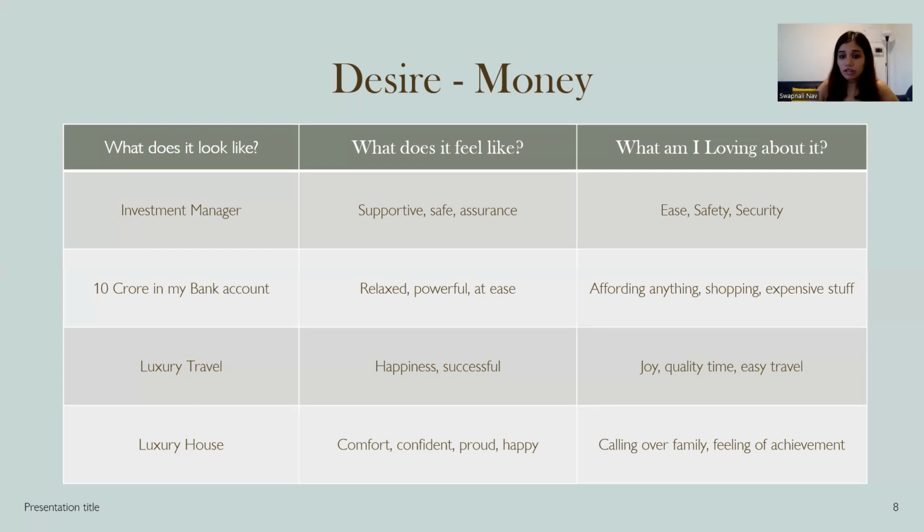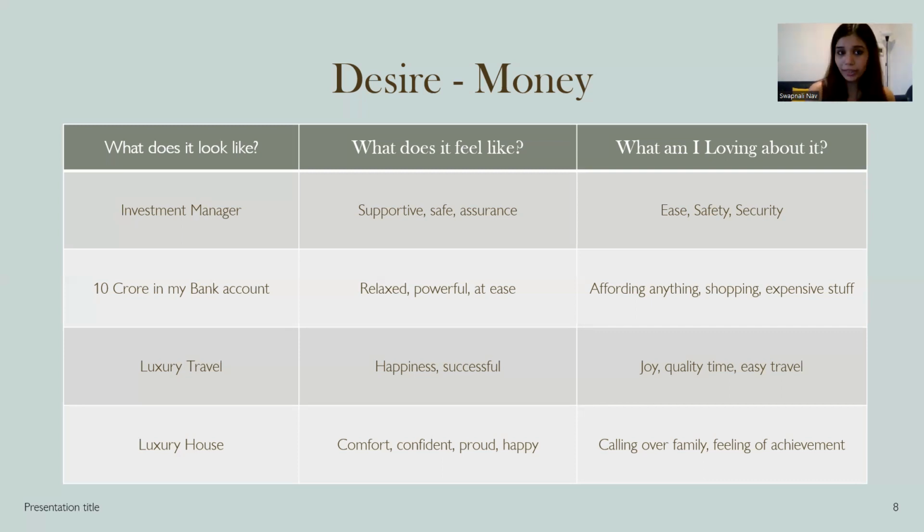Then luxury travel: it's joy, quality time, and easy travel. For me, easy travel is very important. I can't do hectic things like heat and stuff. I can't do it, so easy travel is so important. That is one word I really relate with. Then a luxury house would mean calling family over constantly and a feeling of achievement. So these are a few things that I correlate with what it looks like for me.